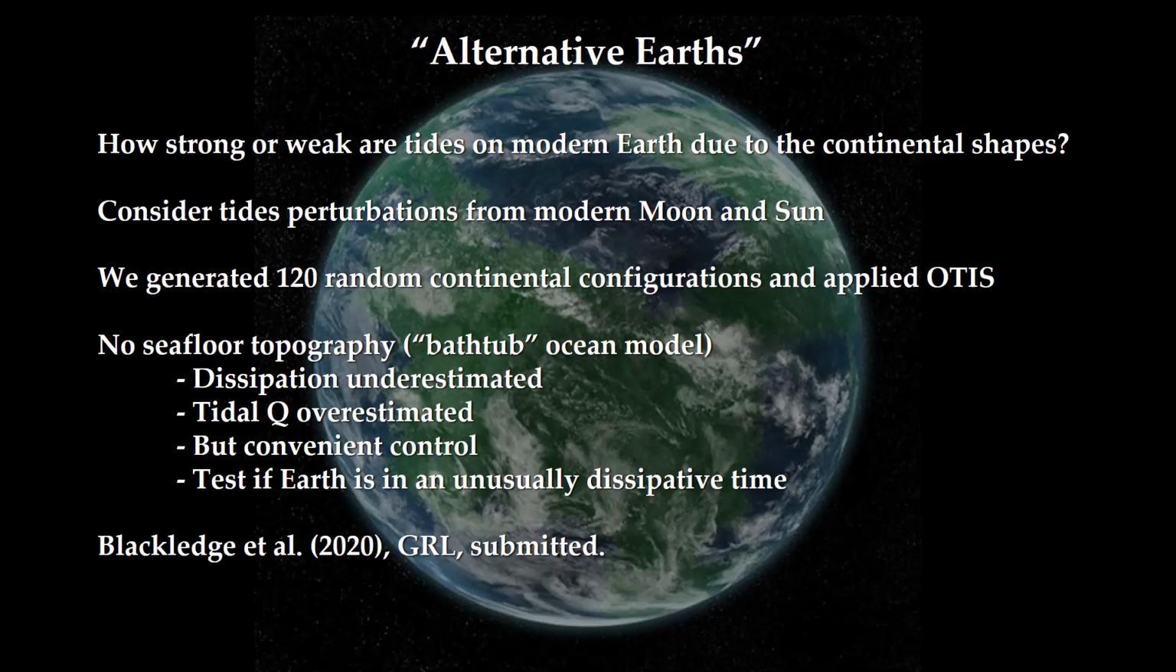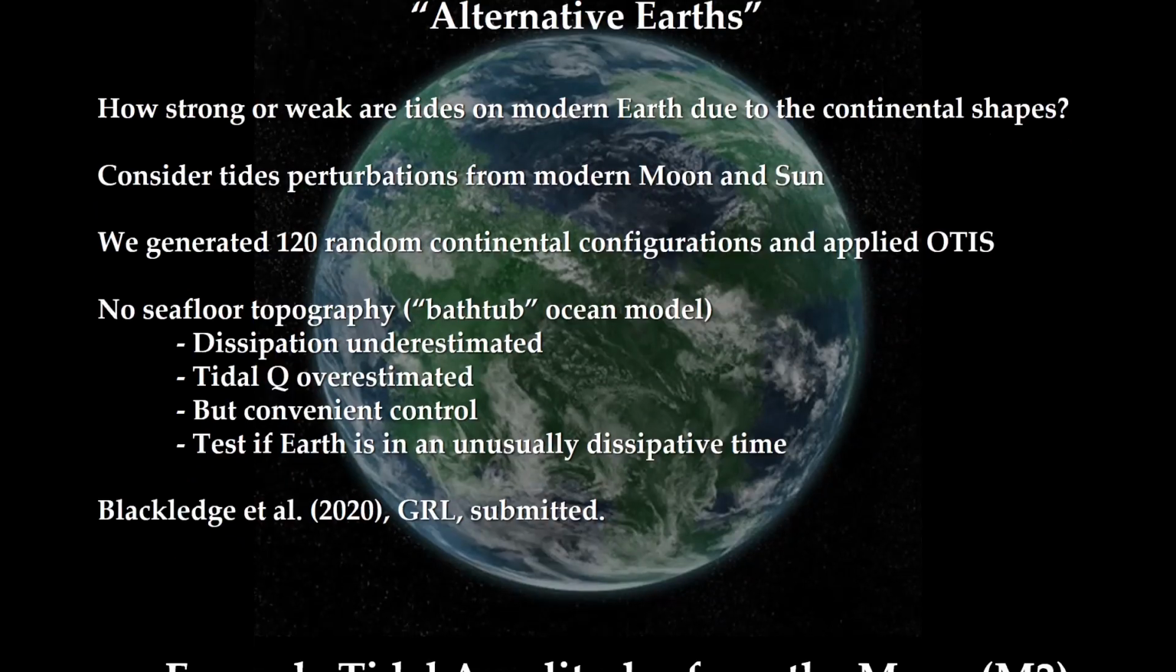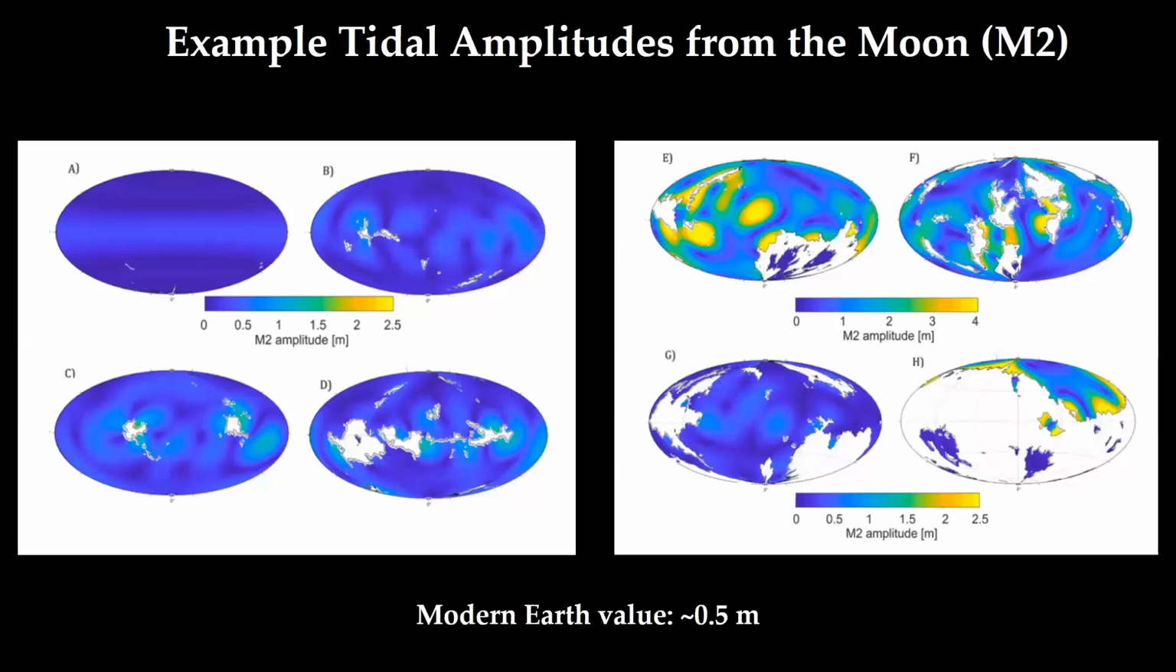that the Earth is in an unusually dissipative state right now. People argue that because if you look at the moon's current recession, it would suggest that the moon would have hit the Earth about 1 billion years ago. So maybe we're in this special time where the Earth is dissipating a lot of energy. So we wanted to check that out. And this is a paper that's under review right now at GRL. But here are some of the results.